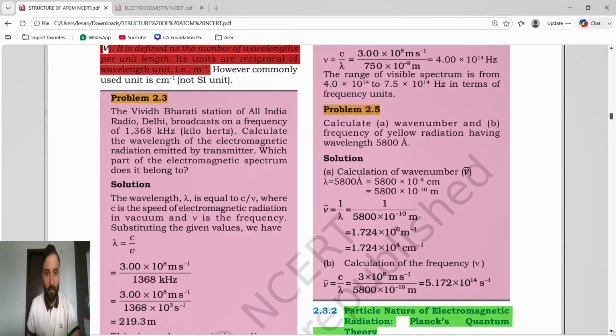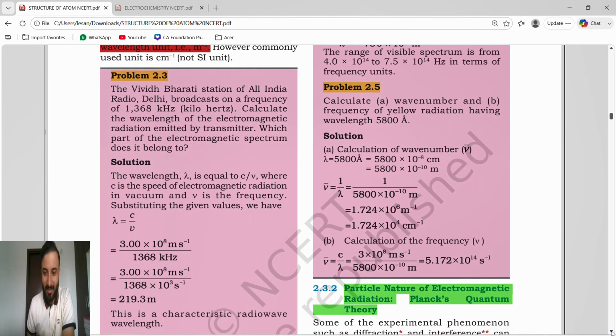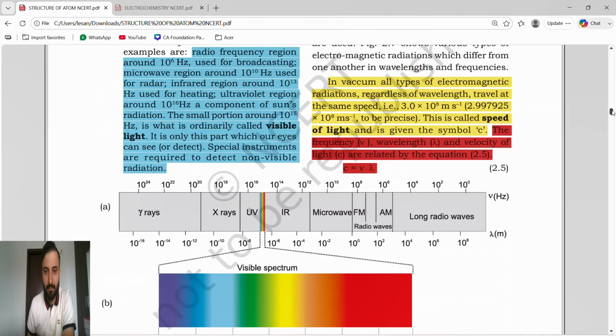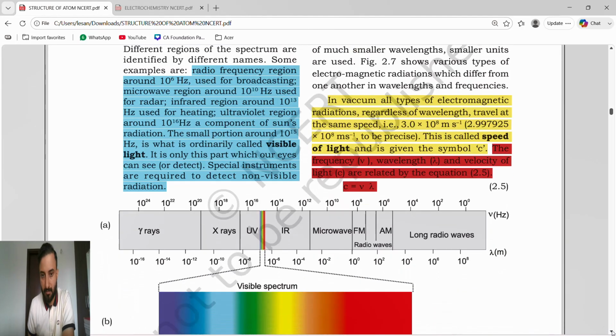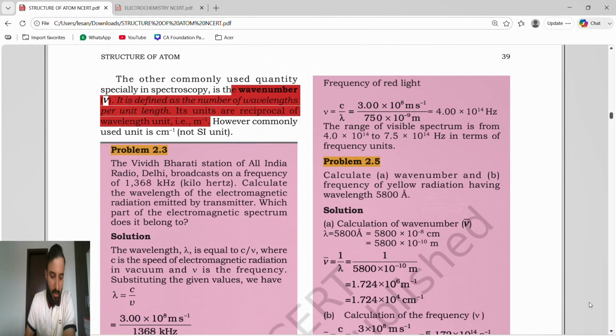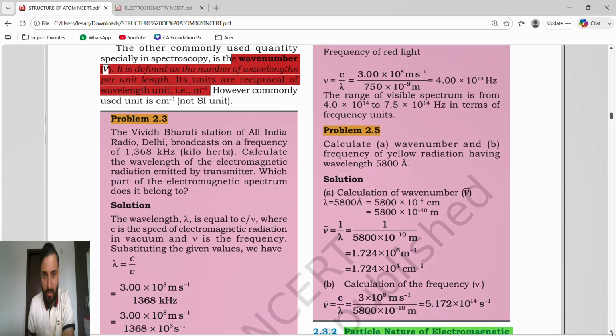Now let's solve the problems. They will ask for the relation, so you have to write this, or we have to use this for solving the problems. Here you will write the definition of wave number.